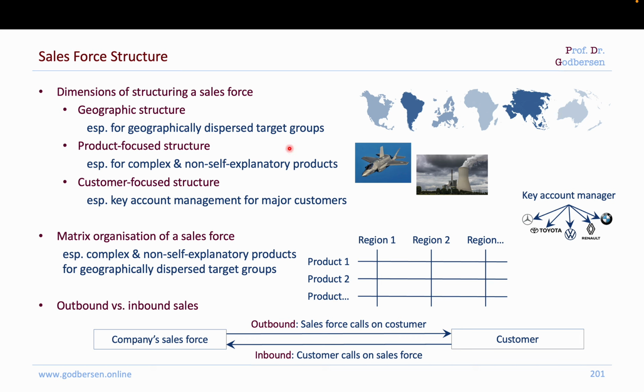You can have a product-focused structure. That makes very much sense for complex and non-self-explanatory products. Think of a fighter jet or a power plant. Probably you should explain to your customer, and you should have an understanding. As a salesperson, you should have an understanding of the product so that you can explain to your potential customer what his or her benefits will be.